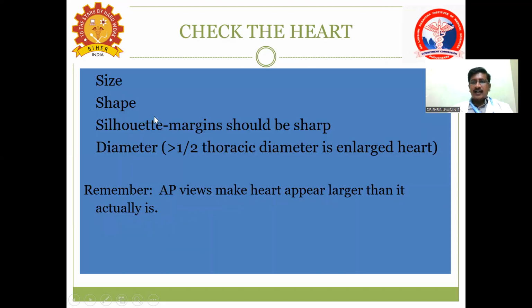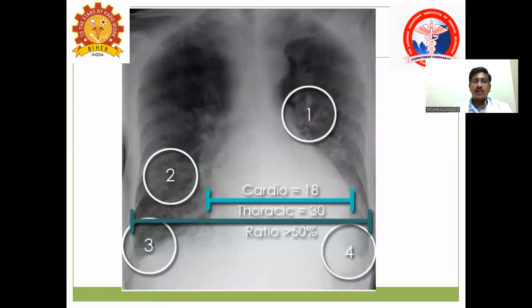So how to check the heart? I told you we can assess the heart size and everything in the PA view only. So first check the size of the heart, see the shape of the heart. Silhouette is a misnomer. It means there should not be any loss of silhouette, loss of normal shape. The margin should be sharp. It should not be obscured. And the diameter. So how to assess everything? We are going to see that in the next few slides.